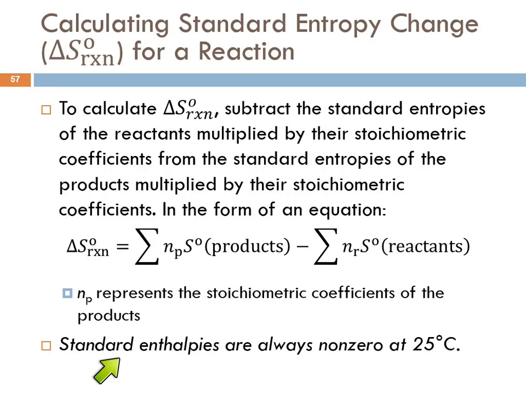And just note, standard entropies are always non-zero at 25 degrees Celsius because they're 0 at 0 Kelvin. 25 degrees Celsius is not 0 Kelvin. They can only be 0 at one place, so they're never going to be 0.